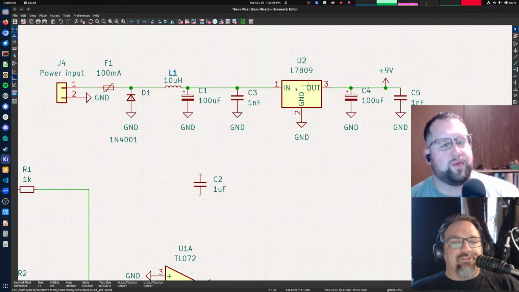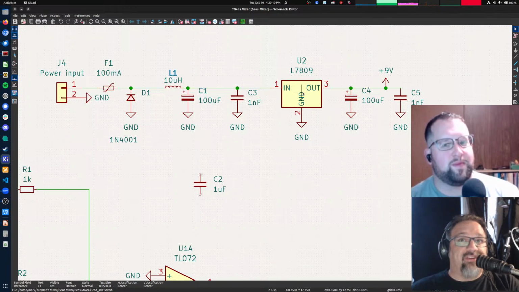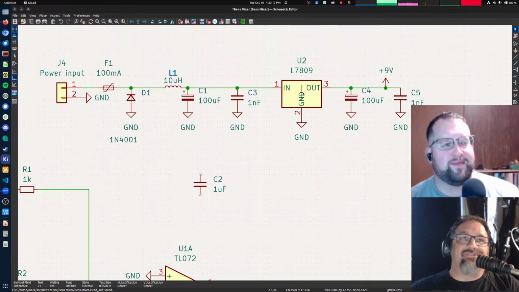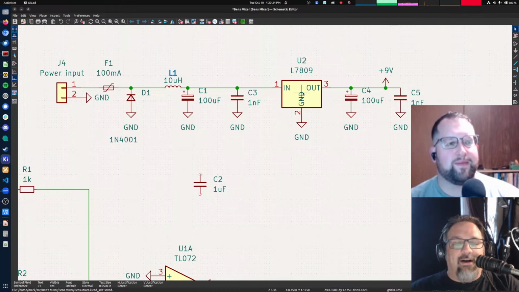Now, there are voltage regulators that are called low dropout. If you've ever heard the term LDO, it's often used very generally to refer to any voltage regulator, but really it's a specific type of voltage regulator. 7800 series are not LDO, so they're going to require that extra voltage. The pinouts on these are exactly the same, so you can put just about any voltage regulator here. I just chose a 7809 because, again, the pinouts are the same.